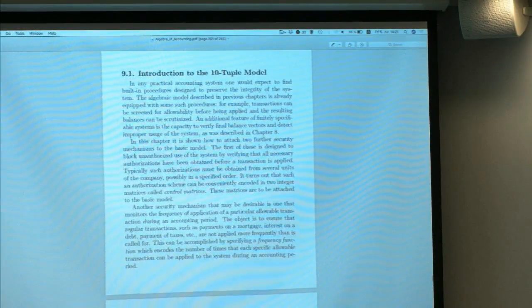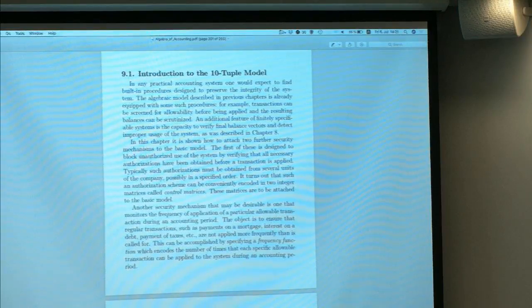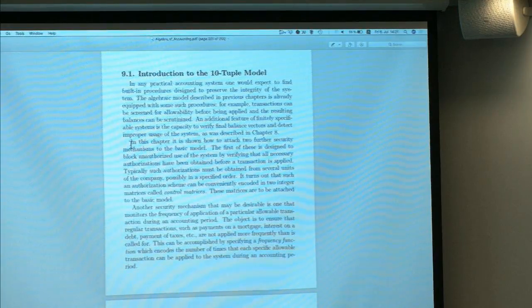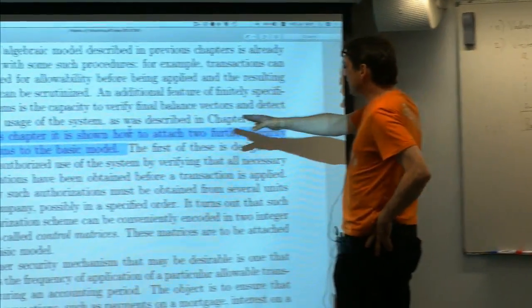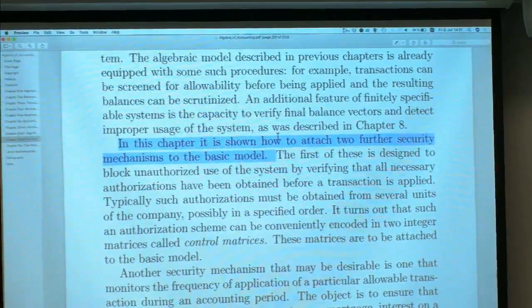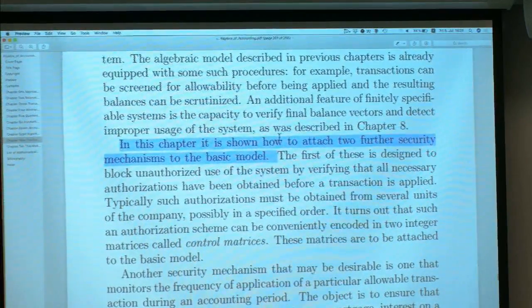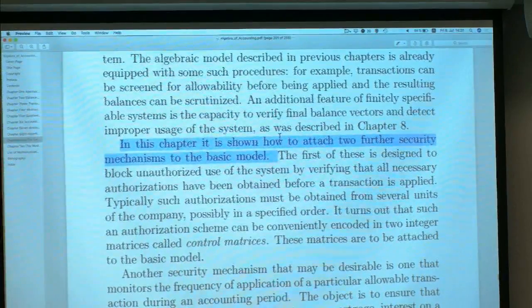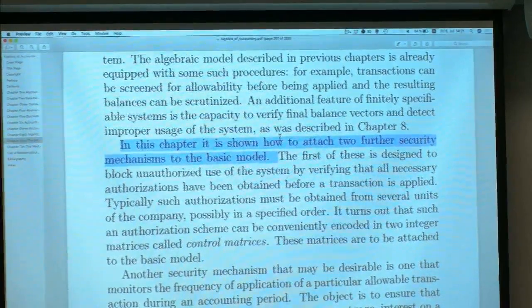How did you find this book in the first place? Yeah, Victor is. I don't know, the magic of composing suitable words into Google. So to be completely honest, this morning I read in this chapter it is shown how to attach two further security mechanisms to the basic model, and then I stopped reading. So I can't really tell you much more than that.